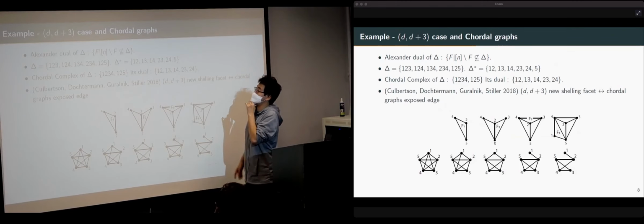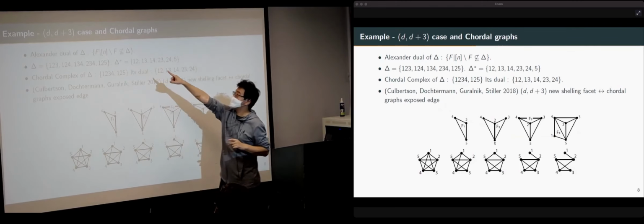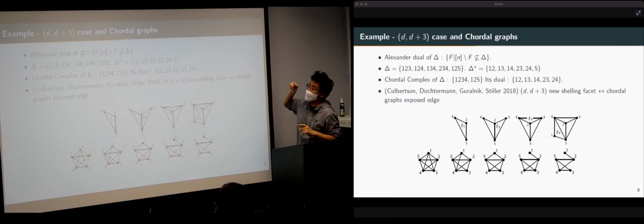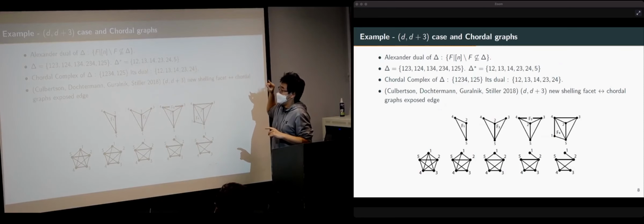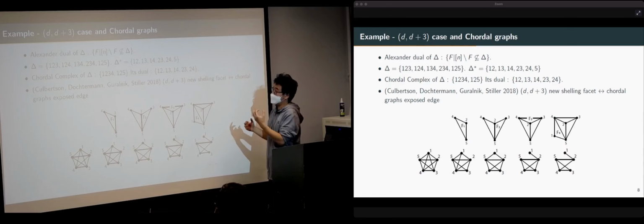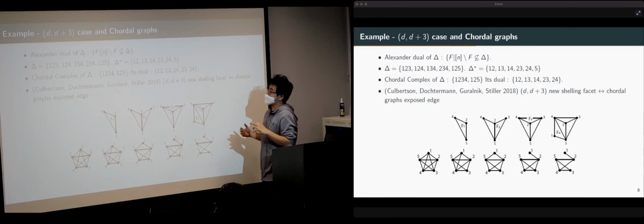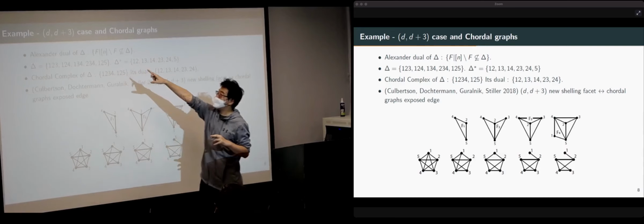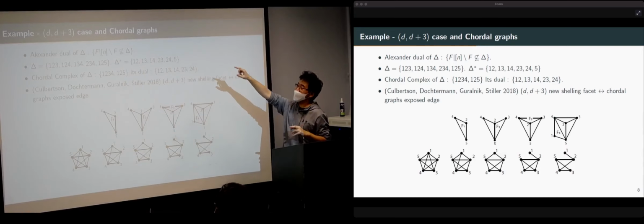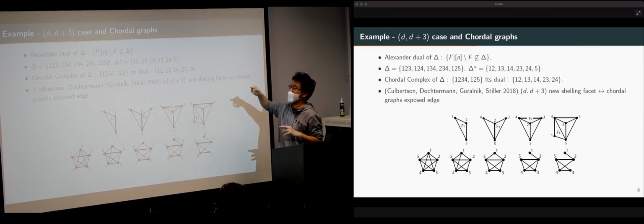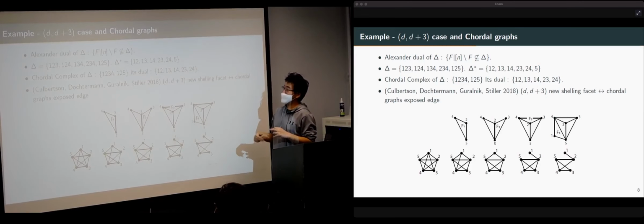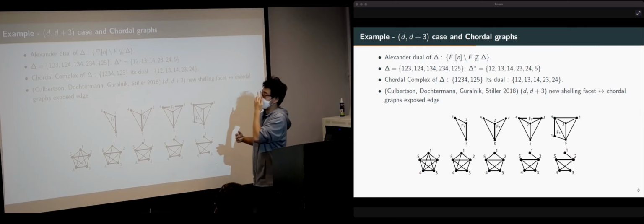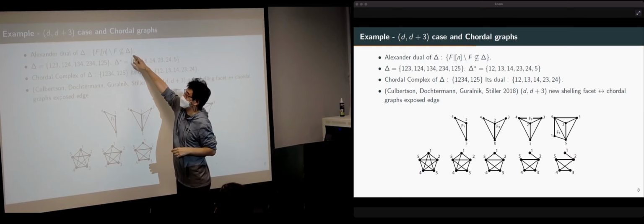Another interesting case is the dimension d on d+3 vertices case. The main idea here is that we are looking at sets of size d+1 inside 1 up to d+3. So it's much more efficient if you look at the complement, because the complements of these sets are going to be just of size 2. A well-known notion of dual for simplicial complexes is what is called the Alexander dual.